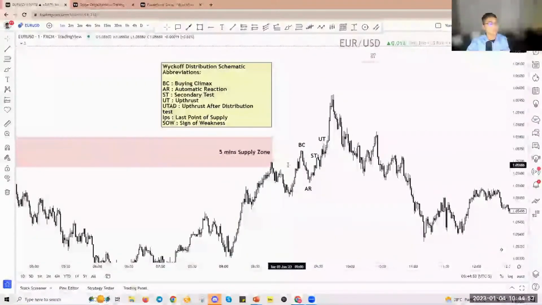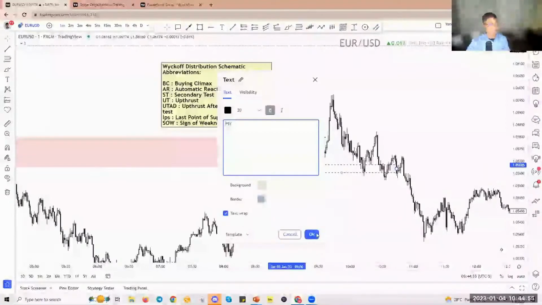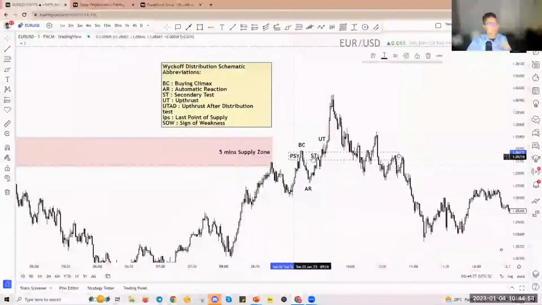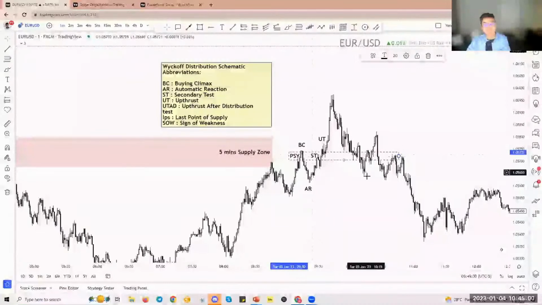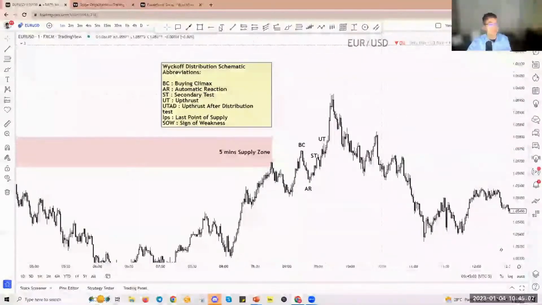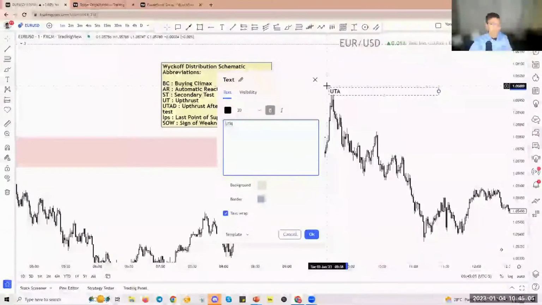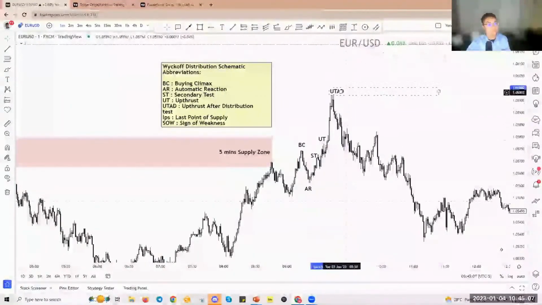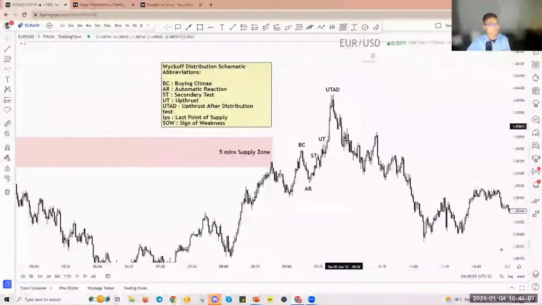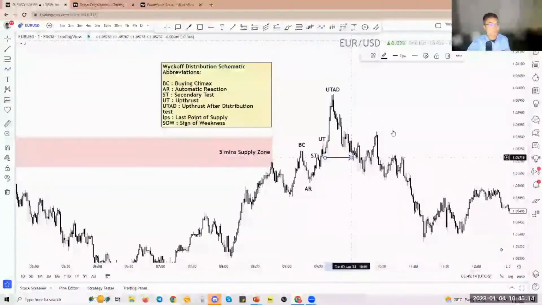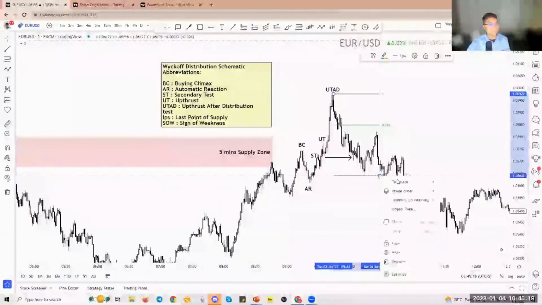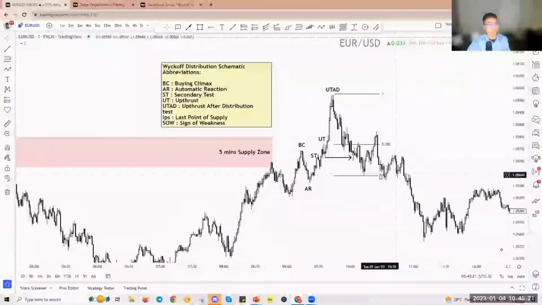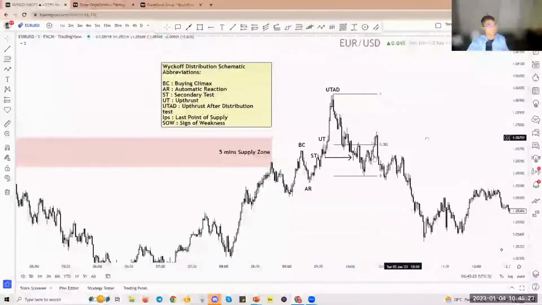If you draw PSY, I'm not going to explain why it's there because it's basically just beside the BC, so I think it's redundant. That's the reason why I'm ignoring it. So UT, and then we have the upthrust after distribution. So how do we enter? Same thing. Price breaks the UT, and then it retraces about 38.2%, roughly, and then price breaks again.